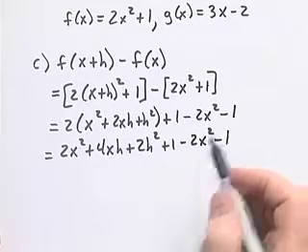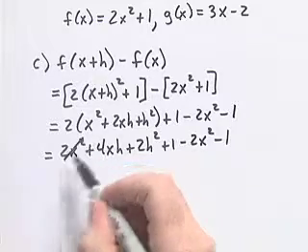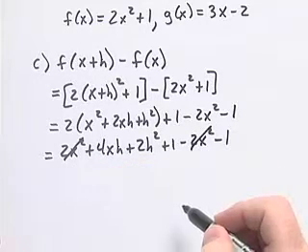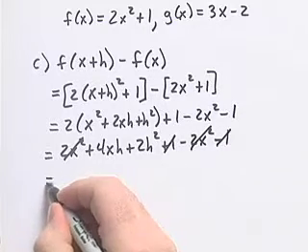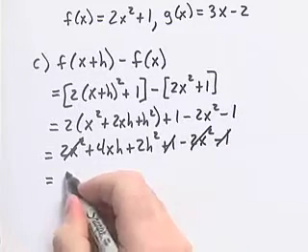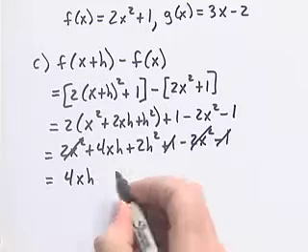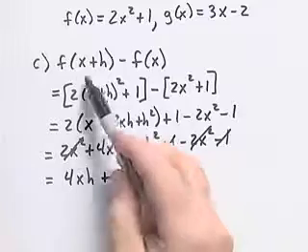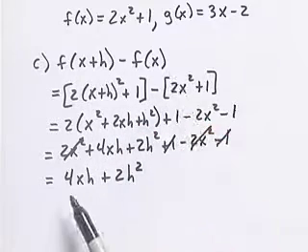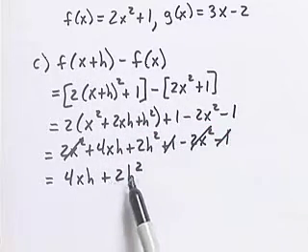And we get some terms that cancel. This 2x² cancels with the minus 2x². The plus 1 cancels with the minus 1. And so we're left with 4xh + 2h². So f(x + h) − f(x) equals 4xh + 2h².